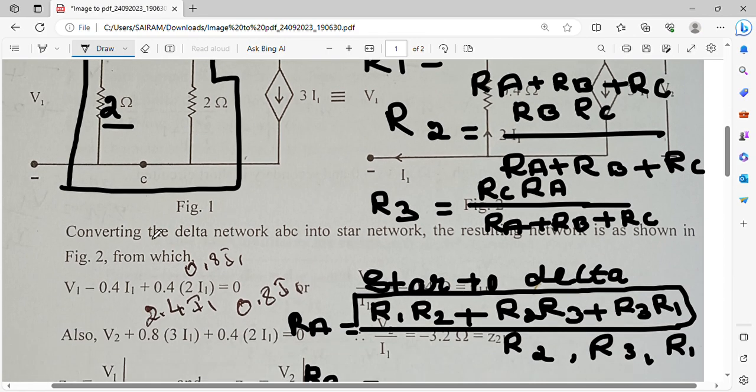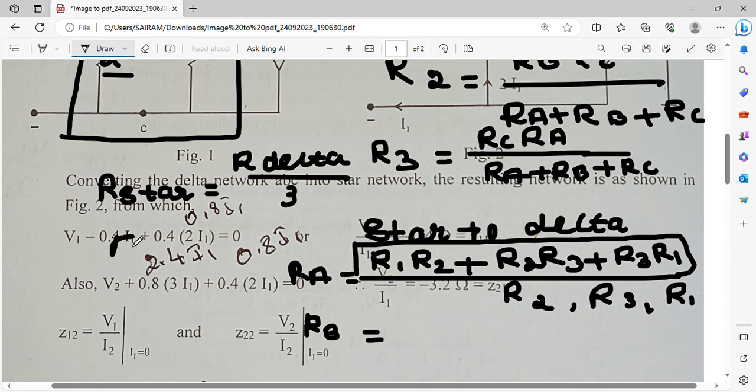So in that case, you are going to write R star is equal to R delta by 3, right? R star is R delta by 3 and R delta is equal to 3 times R star, right? Okay, yeah. So this is what you are supposed to learn, right?